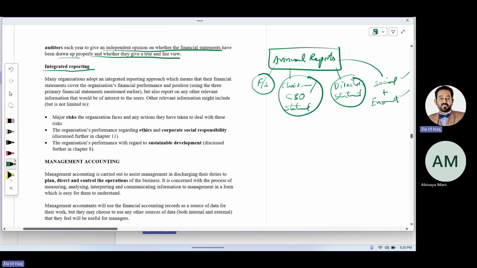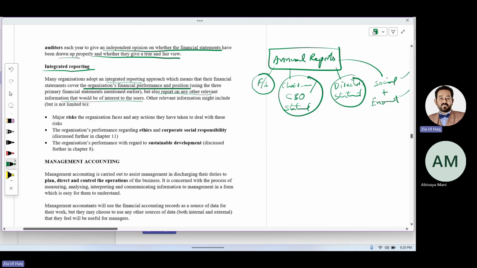Many organizations adopt an integrated reporting approach, which means that their financial statements cover the organization's financial performance and position using three primary financial statements, but also report on other relevant information that would be of interest to the user. What could be the other? Social and environmental report, director statement, chairman and CEO statement.